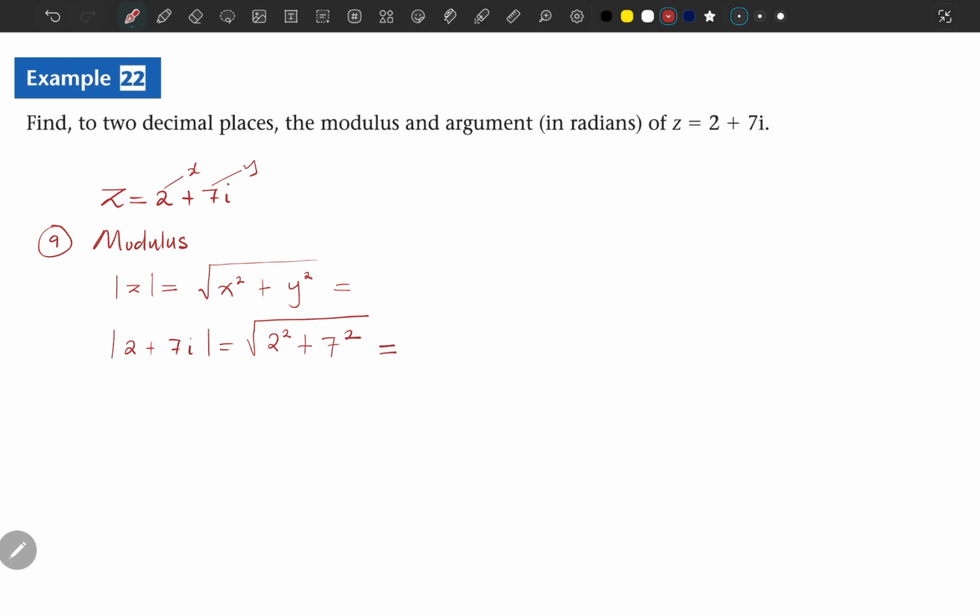And this will give us, this is 4 and 49, which will give us 53. And the square root of 53 is 7.28. I'll leave this one to 2 decimal places. You are done.